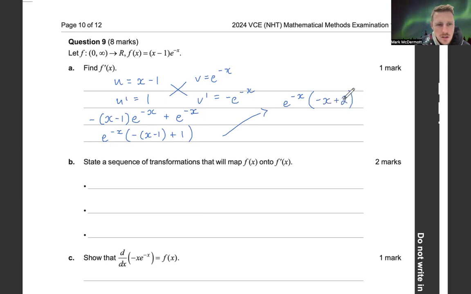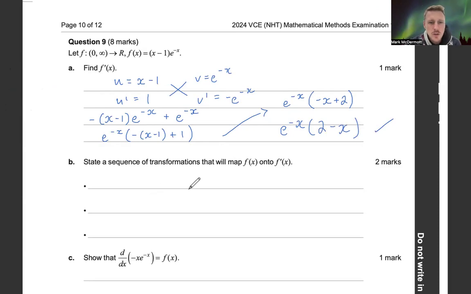Did I miss anything? Yes, I did. Is it supposed to be negative there still? Took e to the negative x out. Negative x minus 1. No, give me 1 second. No, it was all good. It was correct. e to the negative x times 2 minus x is probably a nicer way to write it. I think that's the derivative.